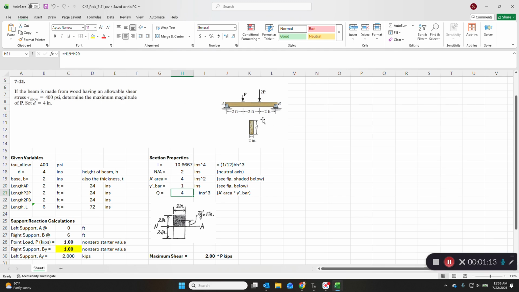So you have two loads here. You have P, it's at 1/3 of the distance from A to B, and then you have 2P at 2/3 of the distance from A to B. So it's a total load of 3P. So we want to know what is the maximum value of P to meet or not exceed this allowable shear stress of 400 psi. And again, it's a 2x4, right?